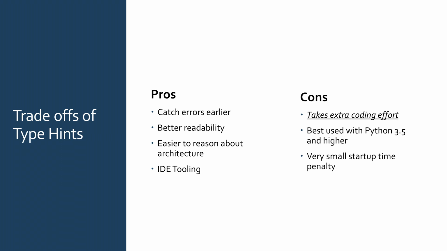However, one of the biggest downsides of type hints is, well, you must manually put type hints everywhere in your code. This can be a lot of work and hard to justify, especially for smaller isolated scripts or notebooks.